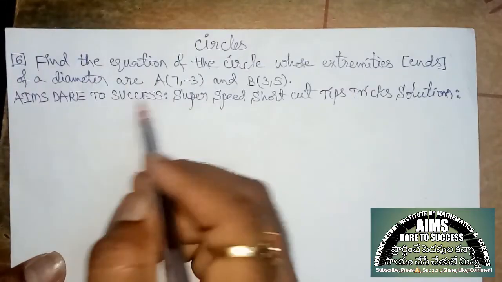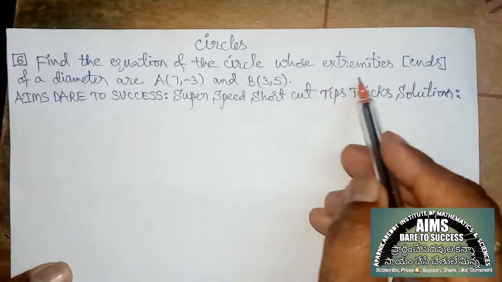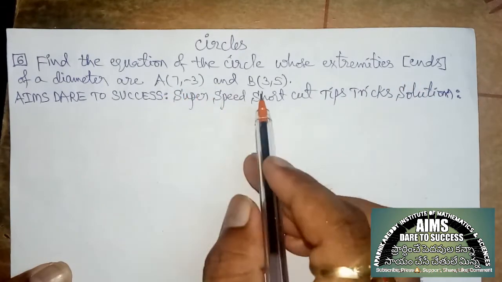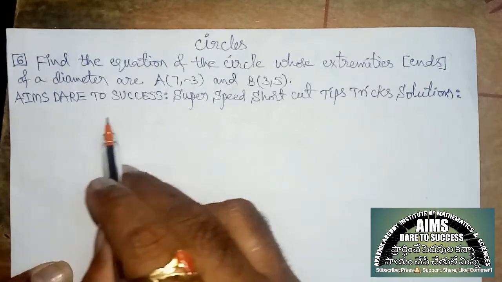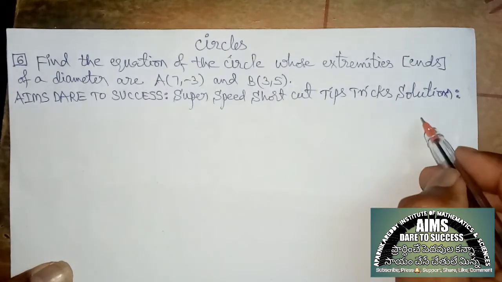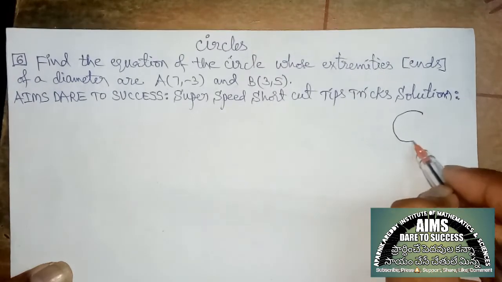Next, one more question, same model question. Find the equation of the circle whose ends of a diameter are A (7, minus 3) and B (3, 5). Aims day to success, super speed shortcut tips and tricks solution within 10 seconds, especially made for you.